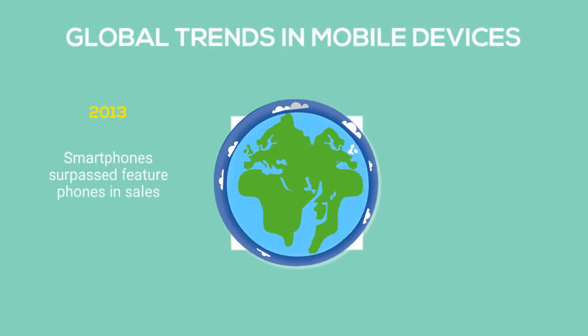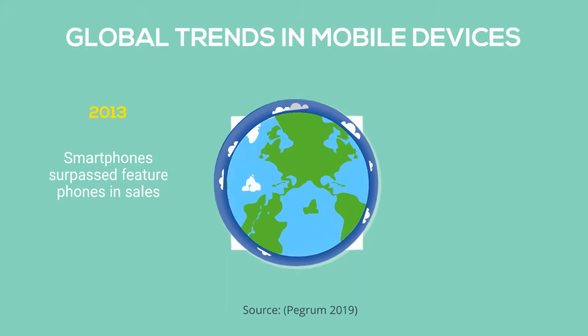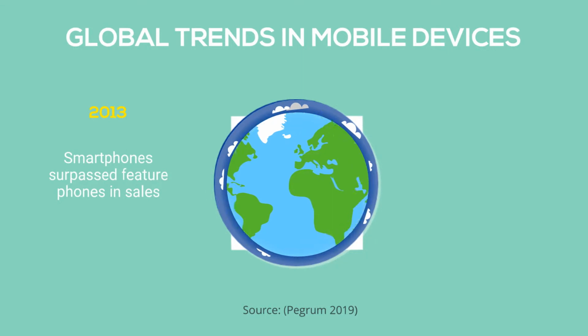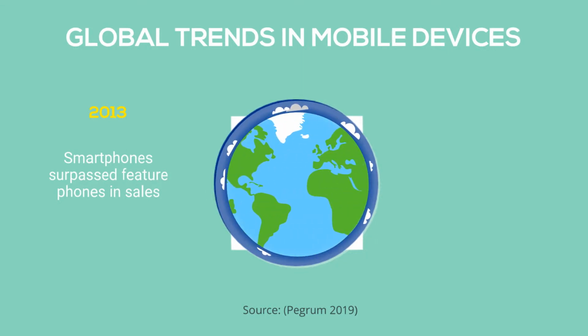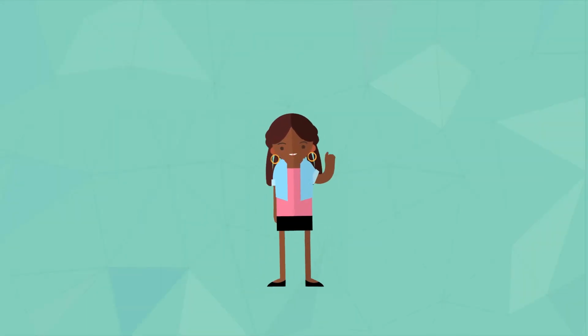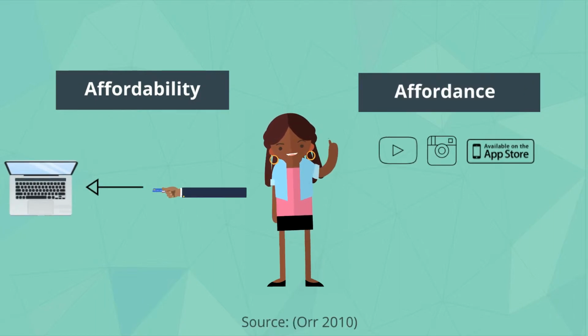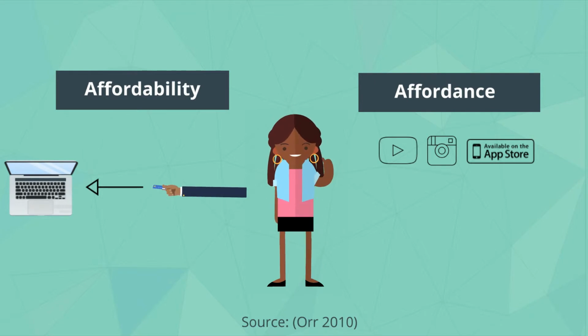In 2013, the sale of smartphones surpassed the sale of feature phones, a mobile phone that lacks the advanced functionality of a smartphone. In 2018, more than 56% of the global web traffic was from mobile devices. However, there is a substantial difference in usage between developed and developing countries due to affordability and affordance. Affordability is when something is financially accessible, and affordance is the capabilities of a device measured against its value, such as functions and qualities. However, affordance and affordability differ between the developing and developed world.